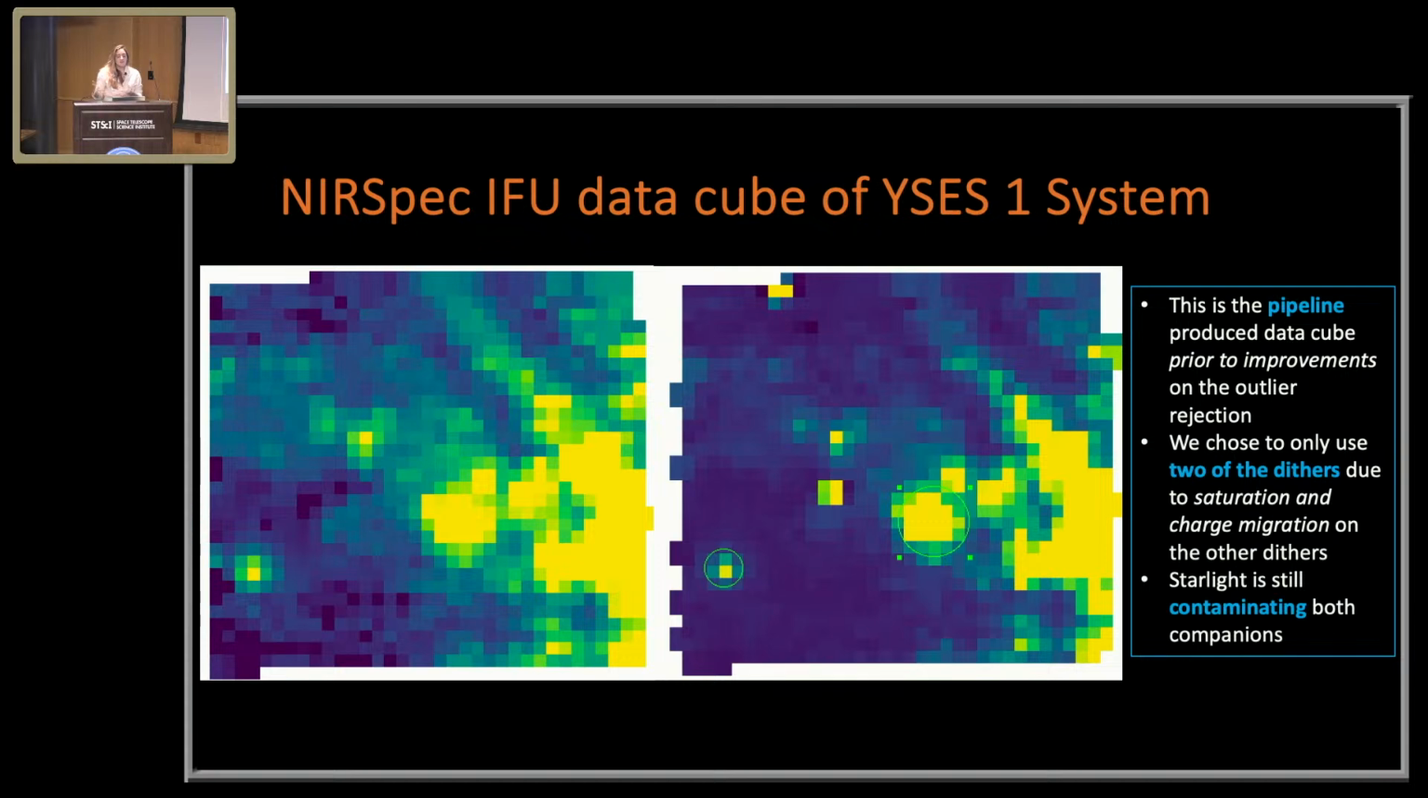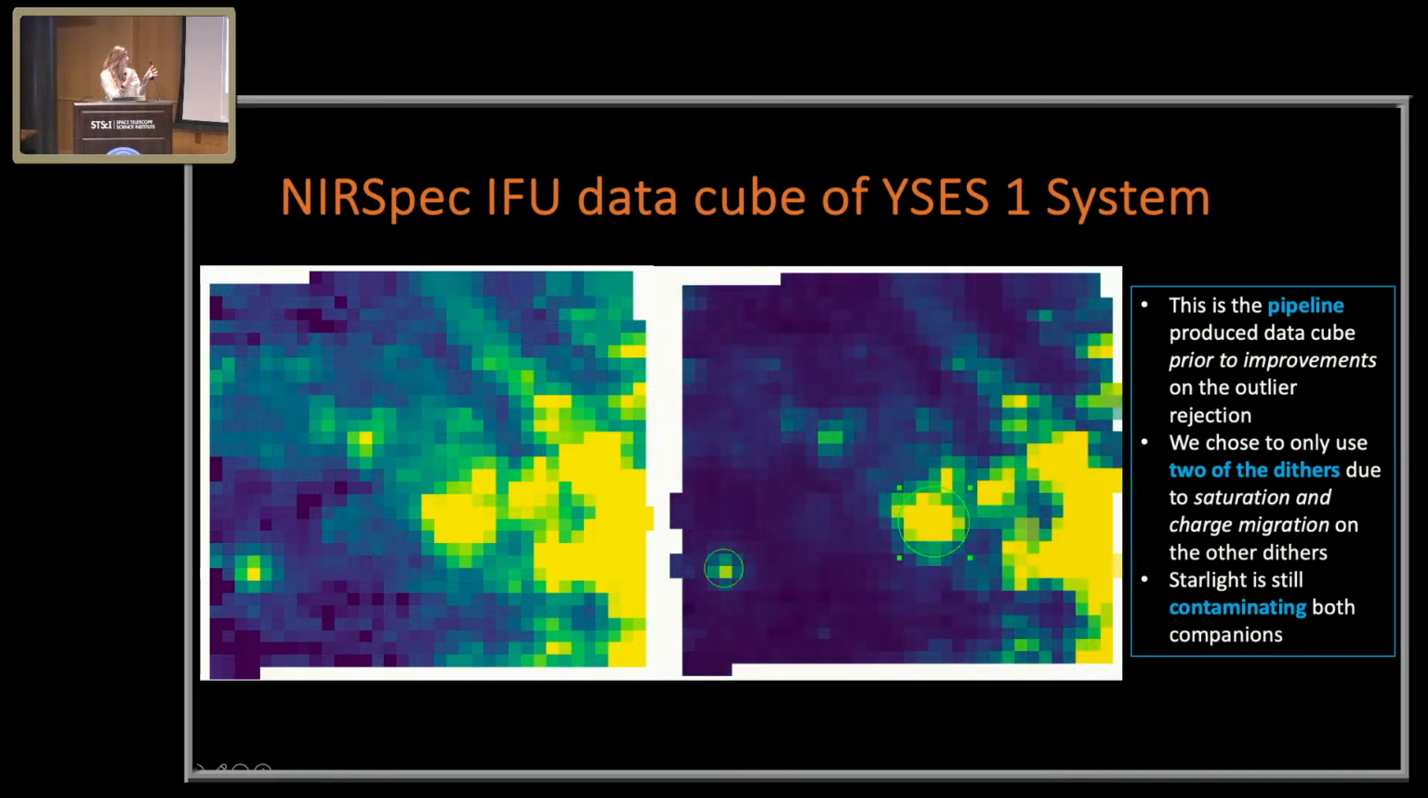So looking into our NIRSpec IFU data, I'll play this. So you can clearly see the 2 companions. I have them circled here.